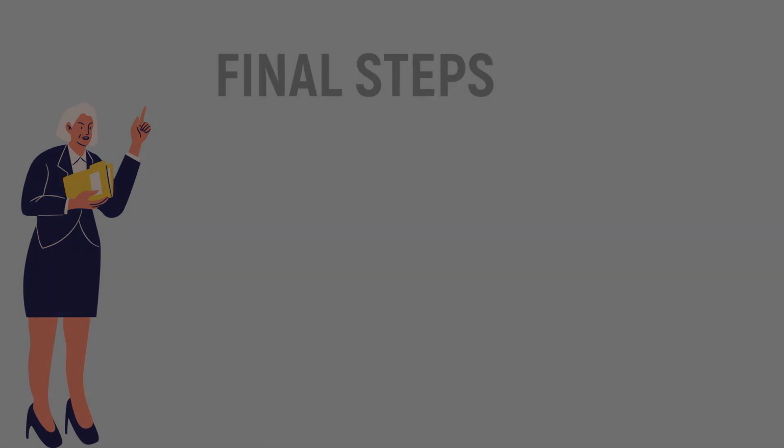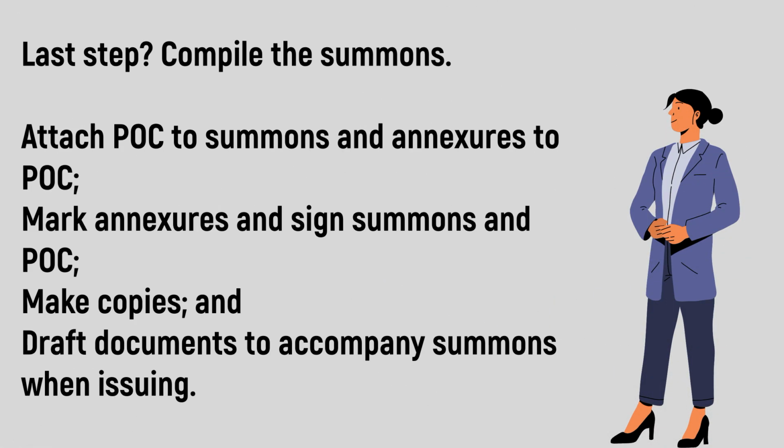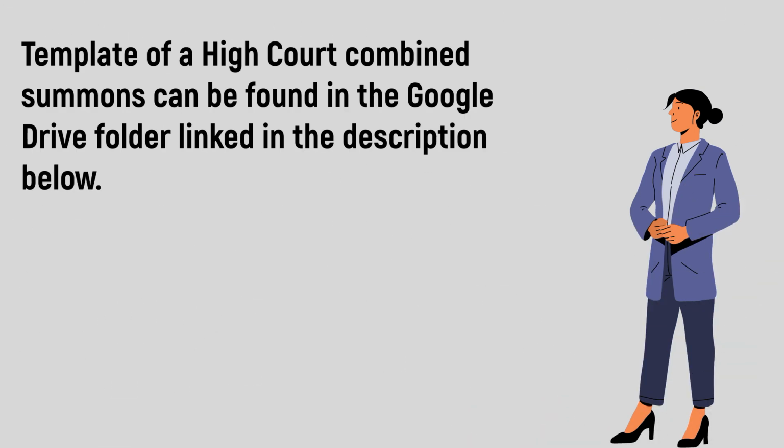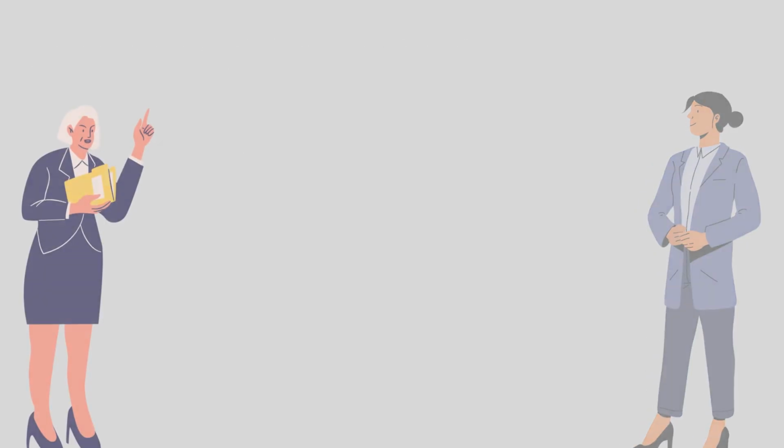Final steps. All that we have left to do is compile the combined summons. This means that we must attach the particulars of claim to the summons and attach and mark the annexes to the particulars of claim. We obviously need to sign the summons and the particulars of claim as well. Once the aforementioned has been attended to, you can make the necessary copies and drafted documents to accompany the summons for issuing. For more information on issuing, etc., check out our episode on the formalities of the summons. A High Court combined summons template can be found in the Google Drive folder linked in the description.